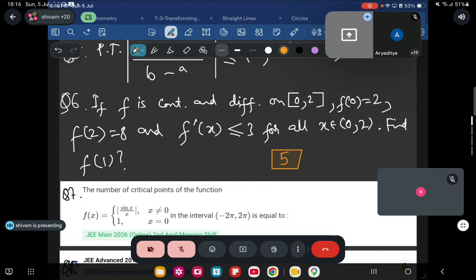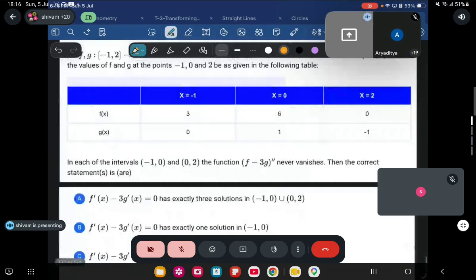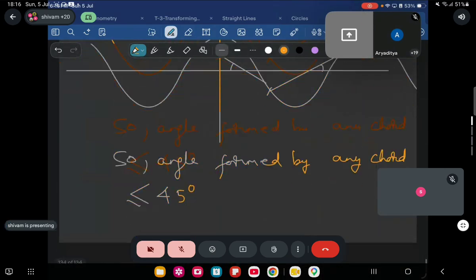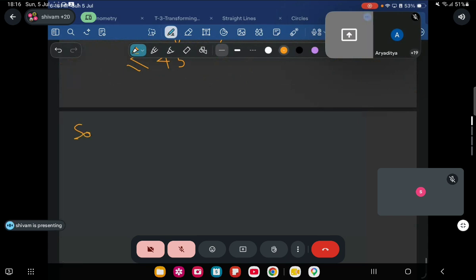F is continuous and differentiable in [0, 2]. F of 0 is equal to 2. F of 2 is equal to 8. And f dash x is less than or equal to 3. Pay attention everyone. There are 2 ways to solve it. This is question number 6. If f dash x is less than or equal to 3.